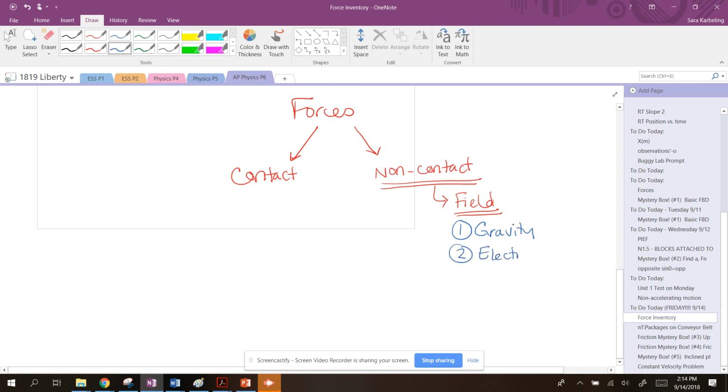Electromagnetism. Hold on, let's do one at a time. Hold on a second. Rudy, was that you? Who was that over there? Somebody was talking.